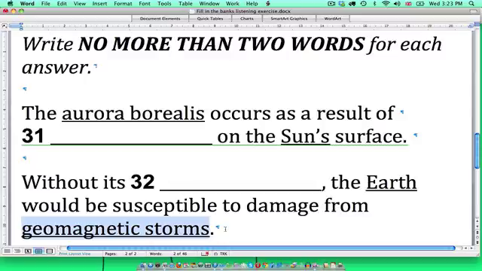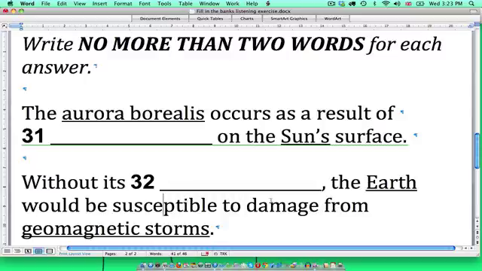Now, what's important about this question is that we note this comma and the manner in which the word without frames the question. Okay, so this pronoun its is referring to the Earth, as you know. Without its something, and then comma, the Earth would be susceptible to damage from geomagnetic storms. Susceptible means at risk from.